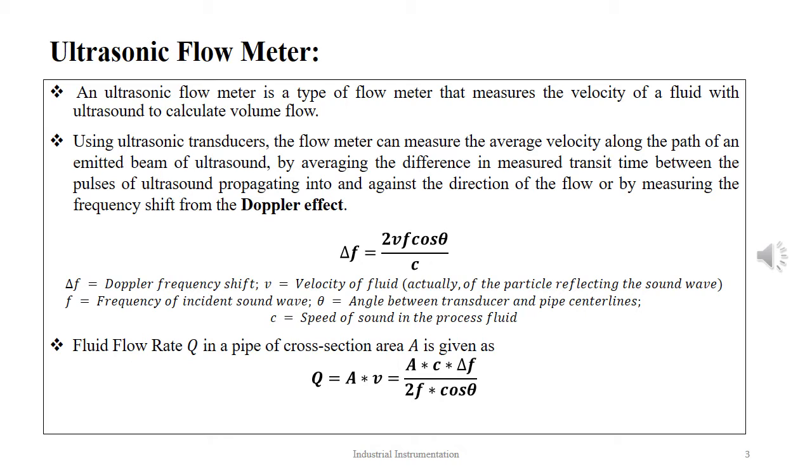The Doppler effect is numerically given as ΔF = 2VF cos θ / C. The fluid flow rate Q in a pipe of cross-section area A is given as Q = A × V = ACΔF / (2F cos θ).